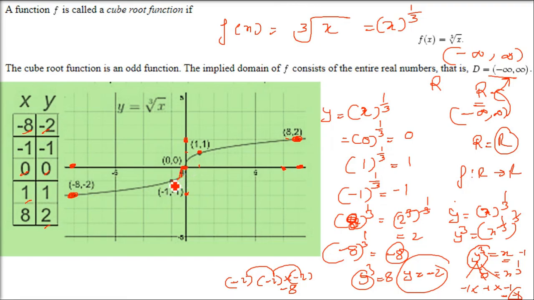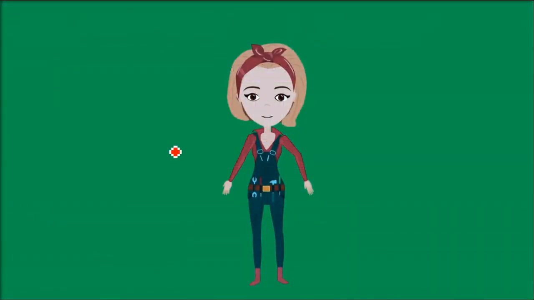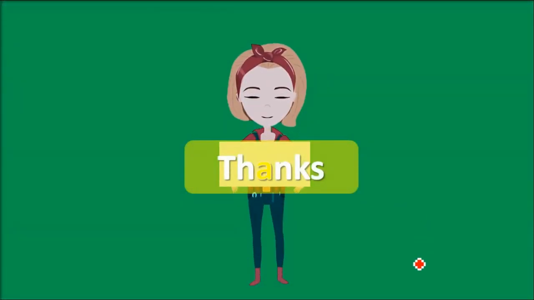So now just make the graph here. This is going to give you the cube root function. Okay, this is a very basic idea about the cube root and square root function.